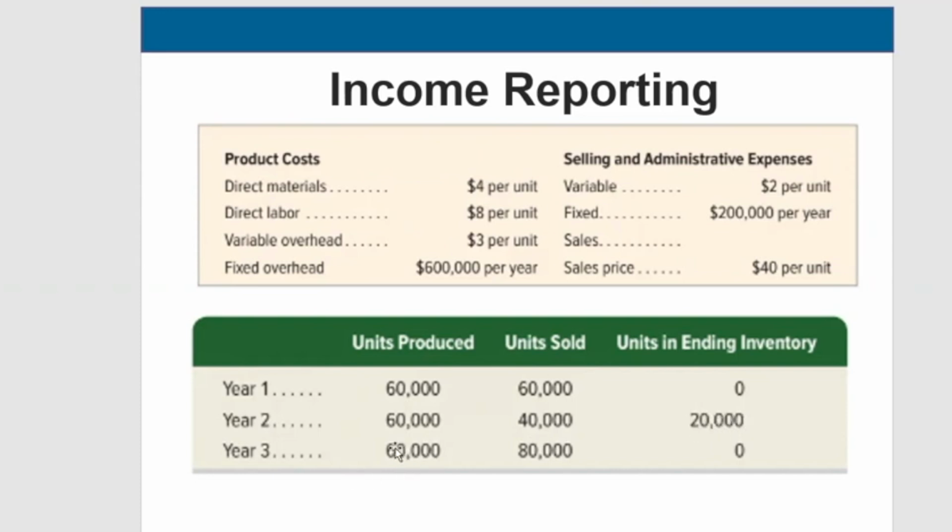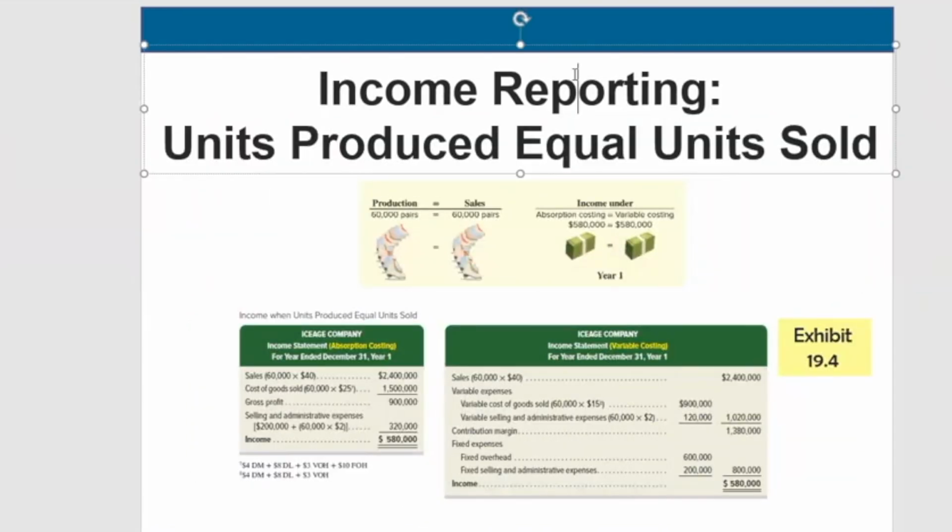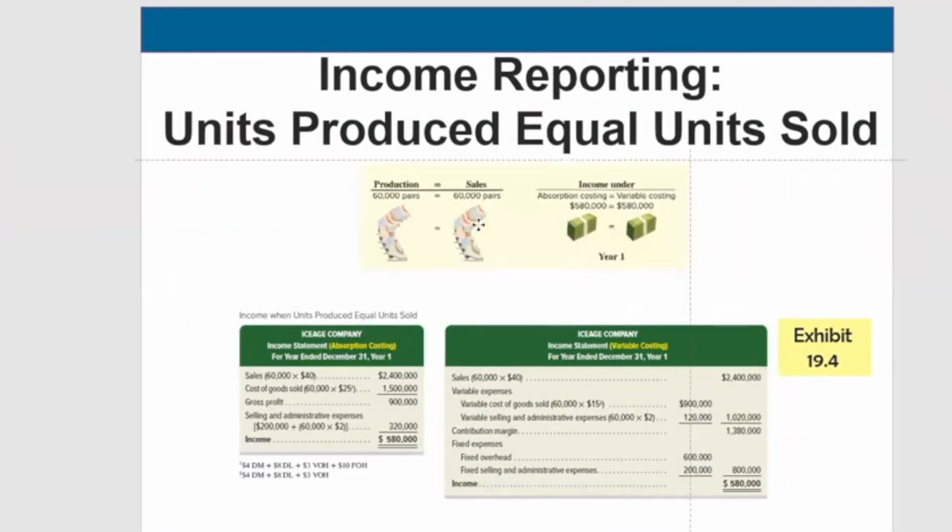Nevertheless, in year 3, we are pretty confident, and we go ahead and make 60,000, and we sell 80,000. So everything just kind of works out. No ending inventory at the end of year 3. In year 1, production and sales are equal, as you may remember.